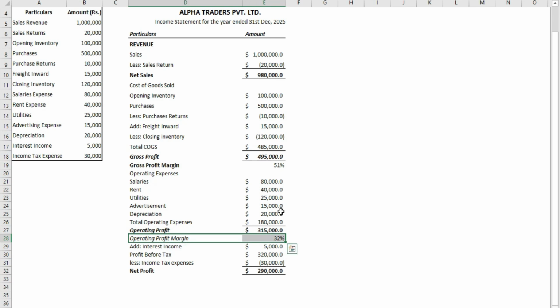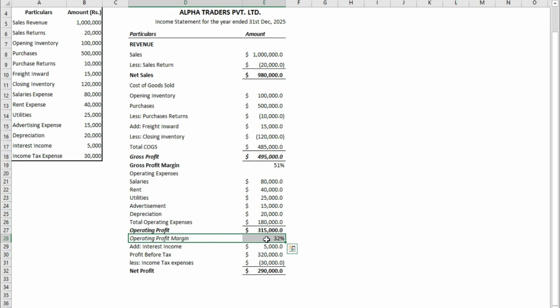So you can say the gross profit margin is 51%. This means the company retains 50% of every rupee in sales after direct cost. It is working quite well. And operating profit margin, which is 32%, indicates solid control over operating expenses.